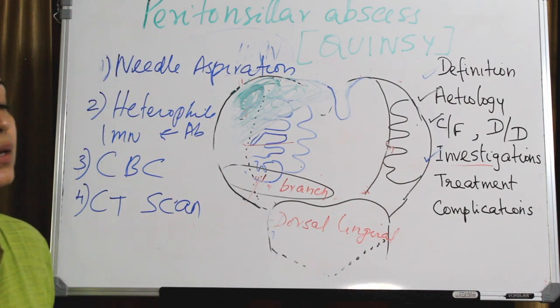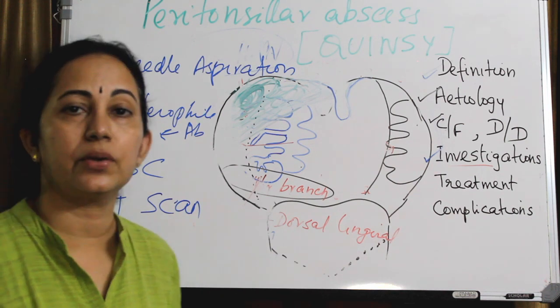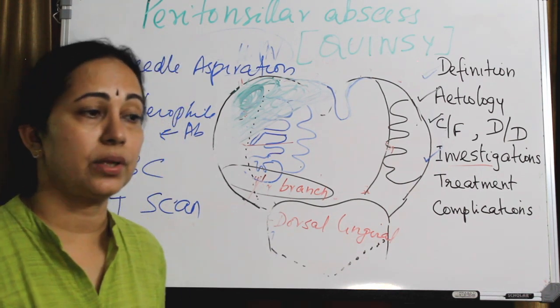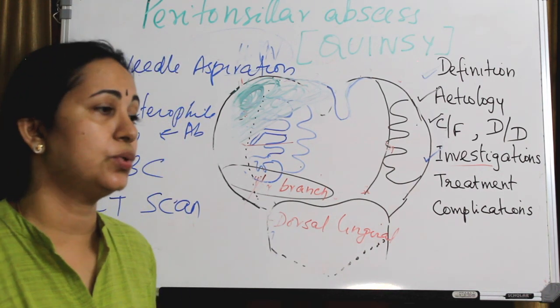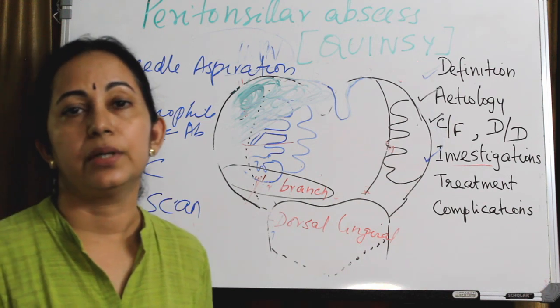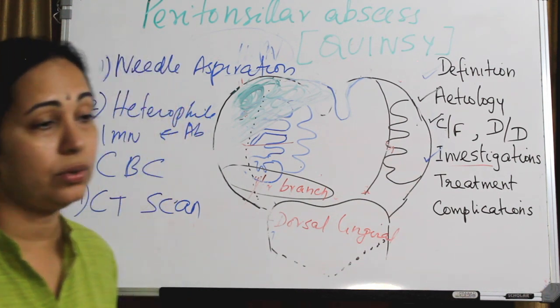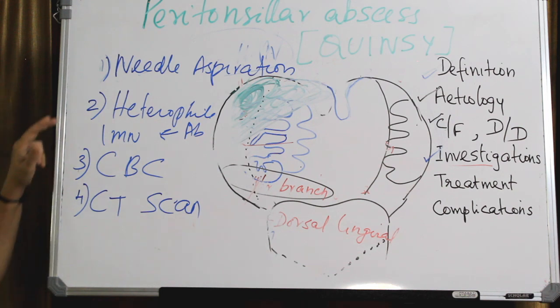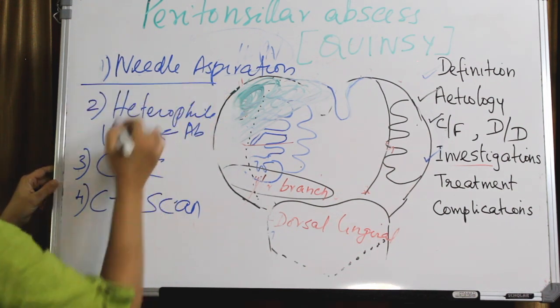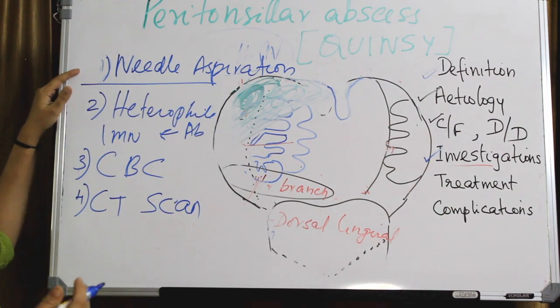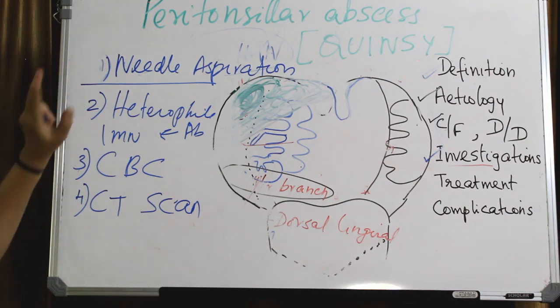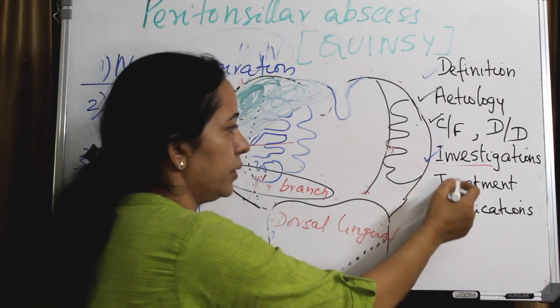And an MRI scan, if you suspect an internal carotid artery aneurysm or any other soft tissue lesions, you can also take an MRI scan of the neck, with or without the chest. So usually the needle aspiration is the one which is needed in most of the cases. Okay, so that is all about investigation.